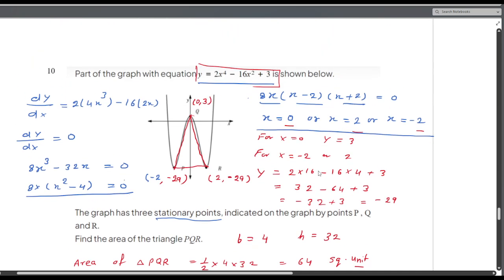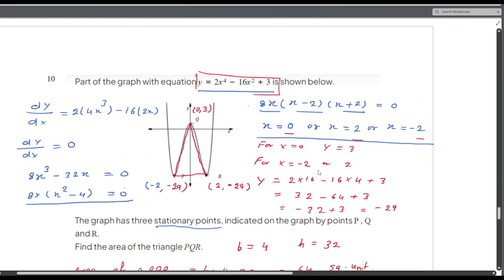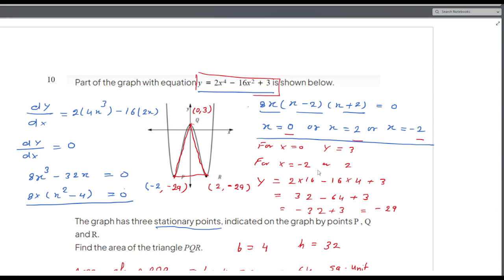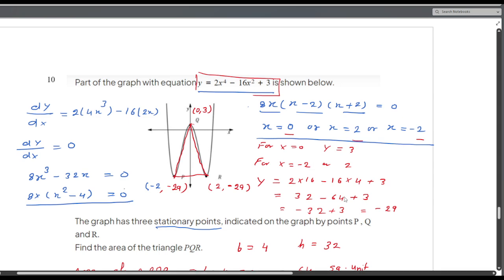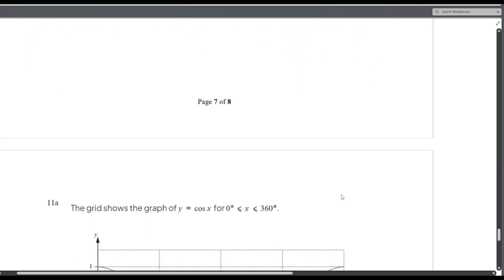Okay, now see, this question is for 7 marks. So definitely this is not going to be a simple question. A lot of concepts are involved here. The concept number 1 is your differentiation concept. The concept number 2 is the concept of a stationary point. The concept number 3 is to calculate y when you know x. The concept number 4 is how to find the area of a triangle. Okay, so a lot of concepts, and therefore this problem justifies your 7 marks.